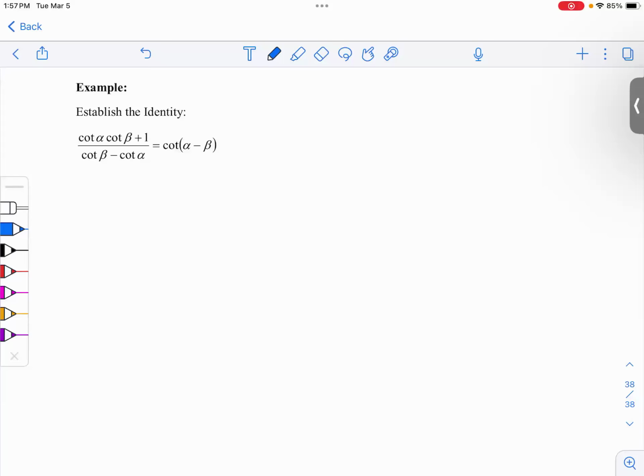So this is probably another one where I could start on either side. I'm going to start on the left side, because I already feel like I can do more. But if I started on the right side, I could turn that into cosine over sine and then expand out to some difference. And I see a lot going on there already.